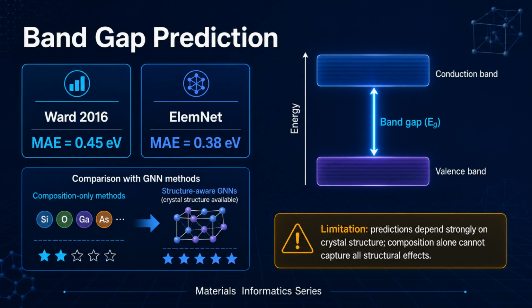Band gap prediction for semiconductor design also works with composition-based features. Ward achieved good accuracy in 2016. LMNet, a deep learning approach, improved this further in 2018. However, band gap has strong structure dependence, so GNN methods can achieve better accuracy when structure is available. Choose your method based on data availability and accuracy requirements.